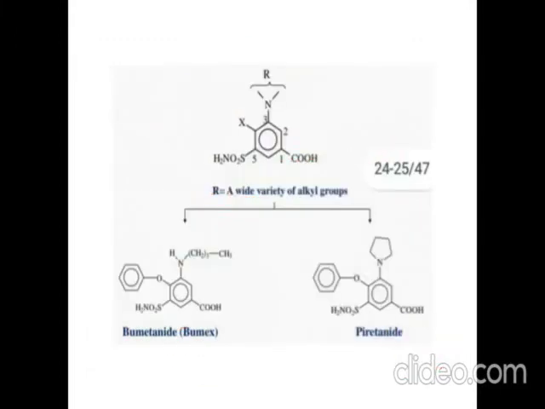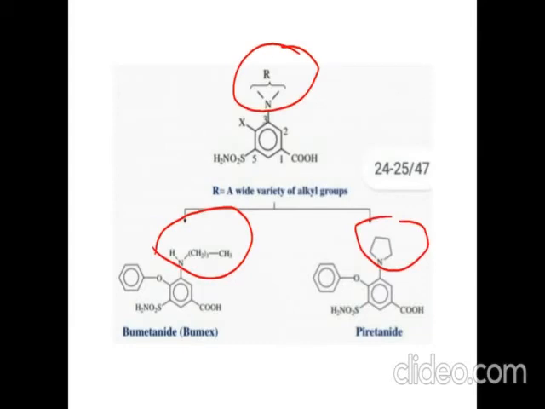Another example is based on 3-amino benzoic acid, with substitutions at the third position. So this is one of the substitutions. Alkyl substitution is present. Here the nitrogen is present in the form of a cyclic structure. So it is bumetanide. This is one of the examples. This is piretanide. It is not there in our syllabus, but this structure is there.